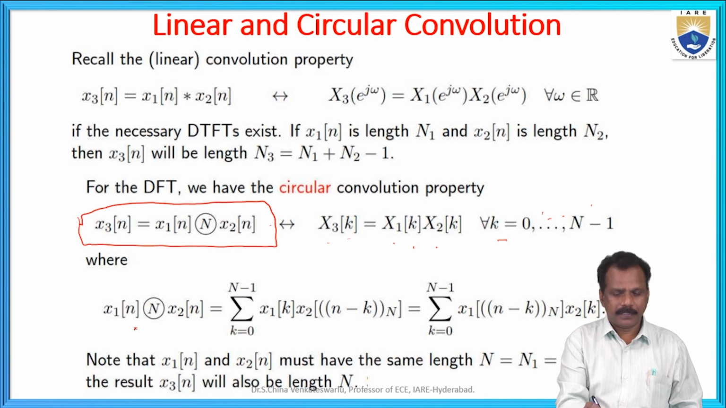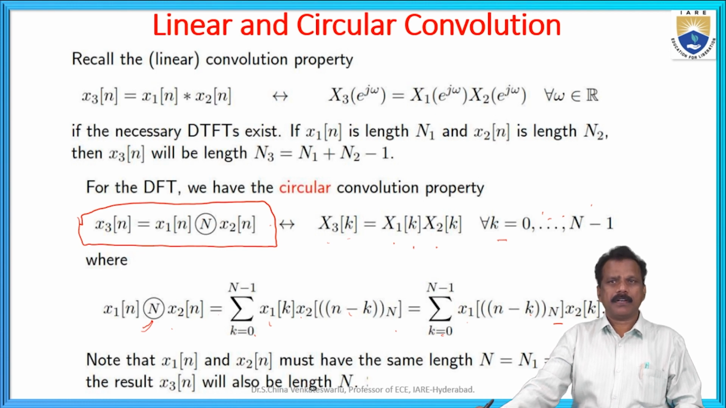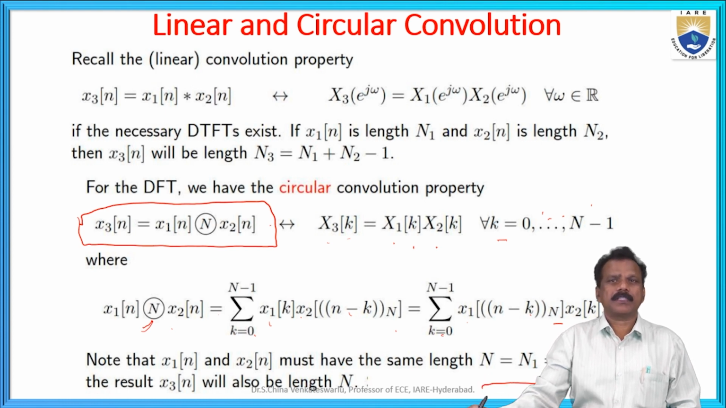Where x1 of n circularly convolved with x2 of n is equal to the summation k equal to 0 to N minus 1 of x1 of k times x2 of n minus k modulo N, which is the summation k equal to 0 to N minus 1 of x1 of n minus k and x2 of k. Note that x1 of n and x2 of n must have the same length, N equal to N1 equal to N2. The result x3 of n will also be of length capital N.